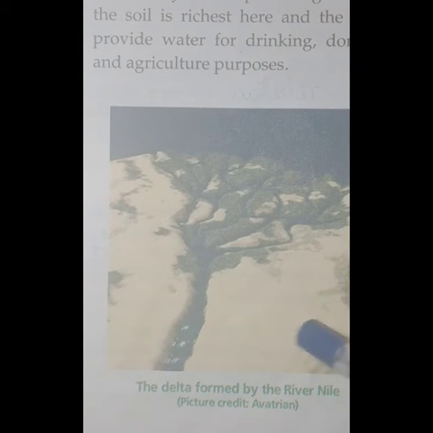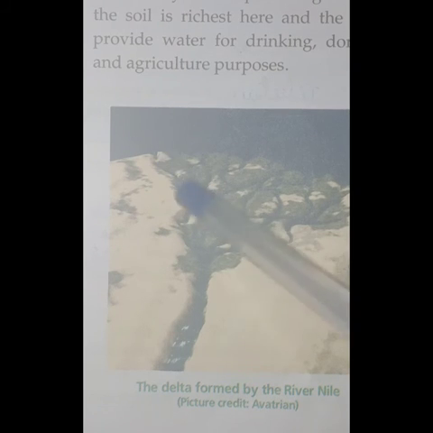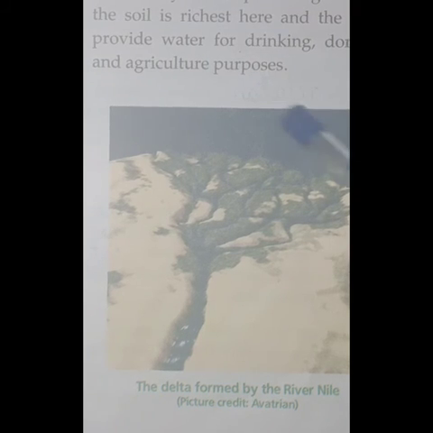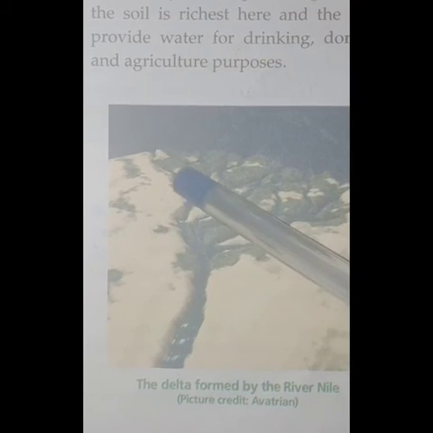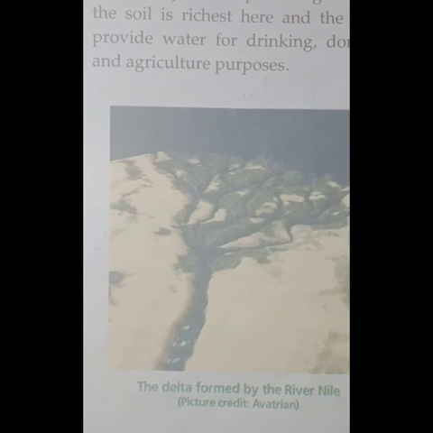So what do we mean by delta? When the river breaks up into channels or distributaries, it spreads out like a triangle. You can see this is the sea and this is the main river. It breaks out in the middle before joining the sea. Such a region is called a delta.